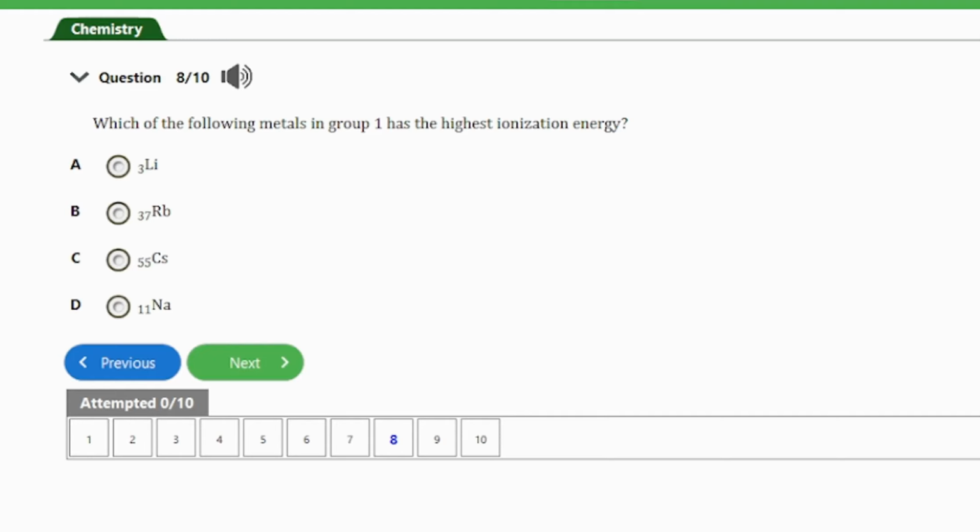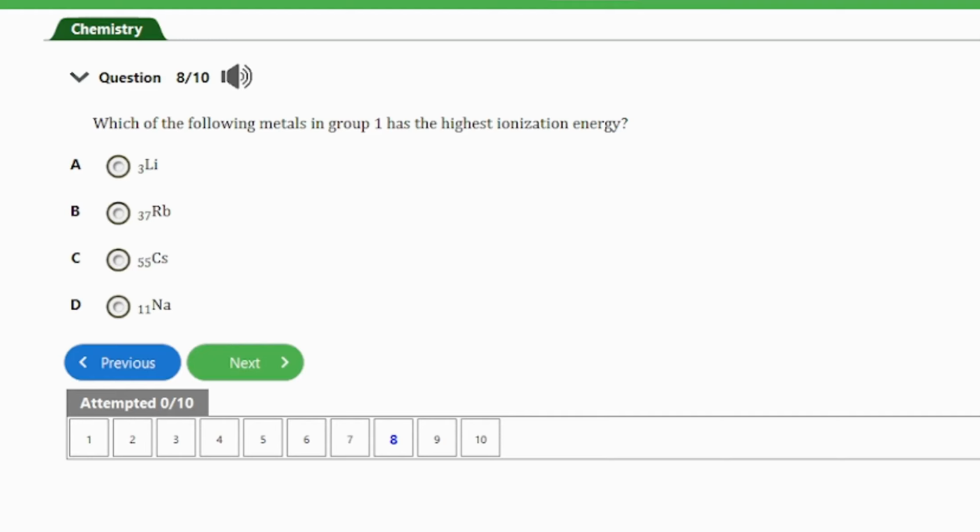So guys, we need to understand that ionization energy generally increases from the left to the right of the periodic table, that's across the period, and then it decreases from the top to the down the group. So having known that, guys, the element that will have the highest ionization energy here is lithium.